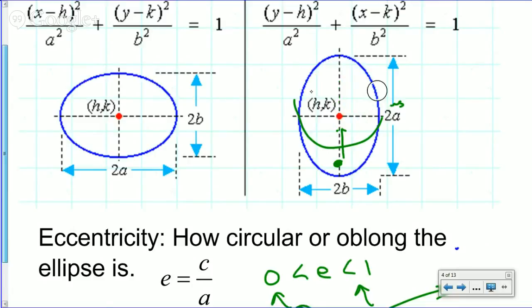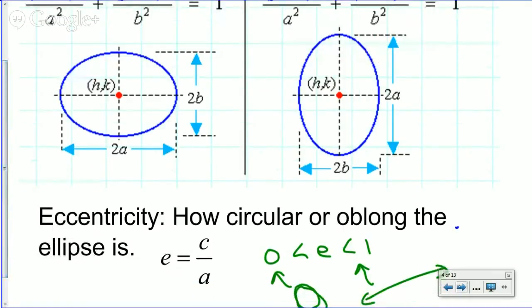Just the opposite happens if I continue them out further. As I stretch them out further and further, closer to this vertex, these sides have to come in, and it gets stretched out longer and longer. They'll never become these vertices. If the foci and the vertices become the same thing, you don't have an ellipse. You've got a line there instead.